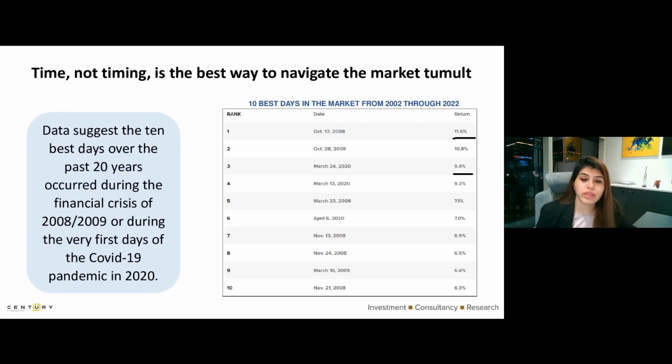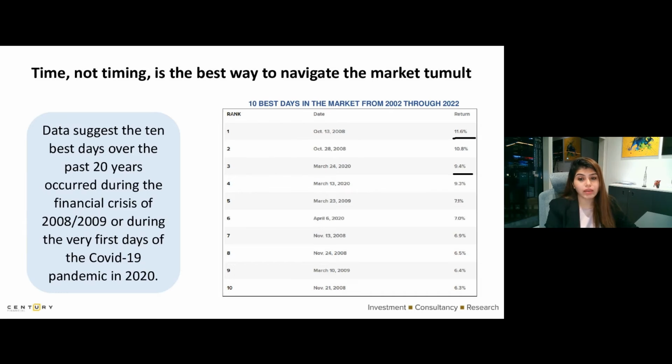Now, why am I sharing this data with you? It is important to understand that the 10 best days for the S&P 500 came when volatility was at its peak, during the years when markets fell miserably. Most of the dates are October 2008, March 2020, again March, April 2020, November 2008, November 2008, March 2009. So just look at this. Most of the best days have come during the time when markets are witnessing their most volatile time.